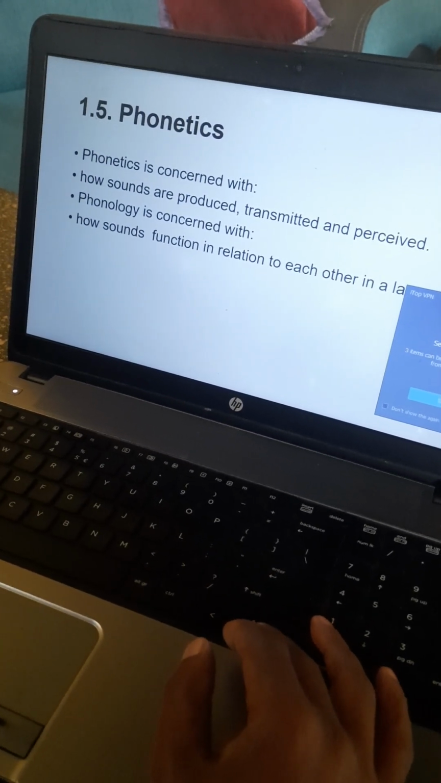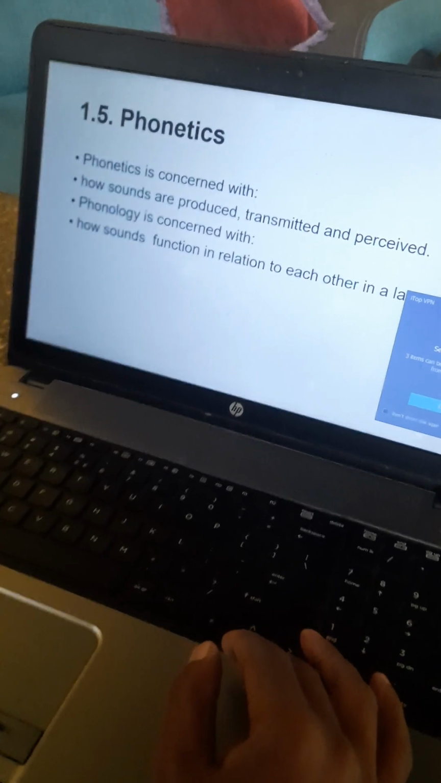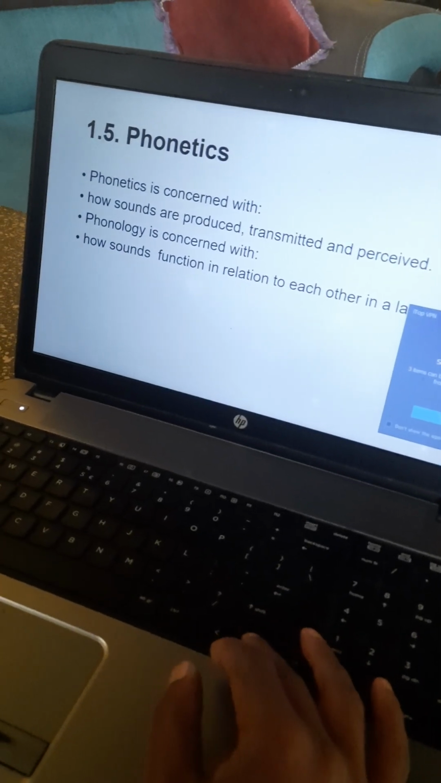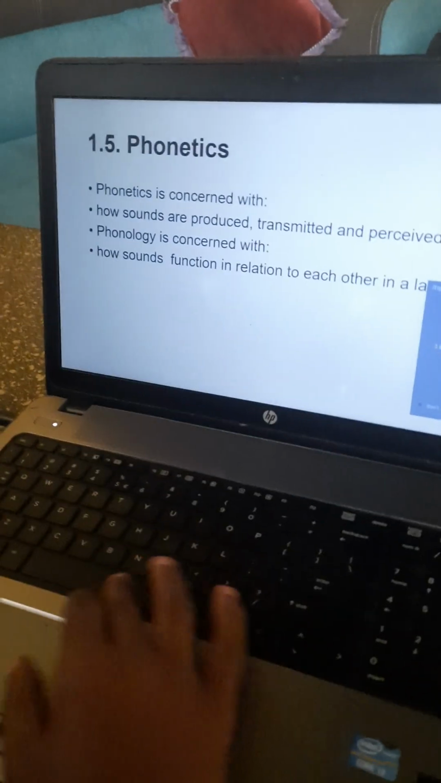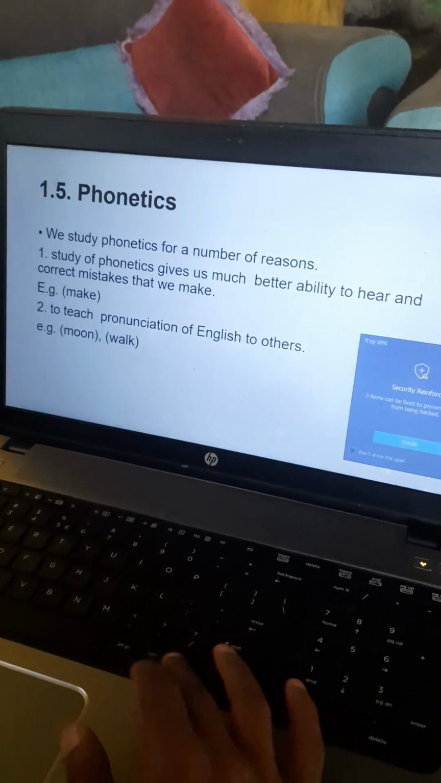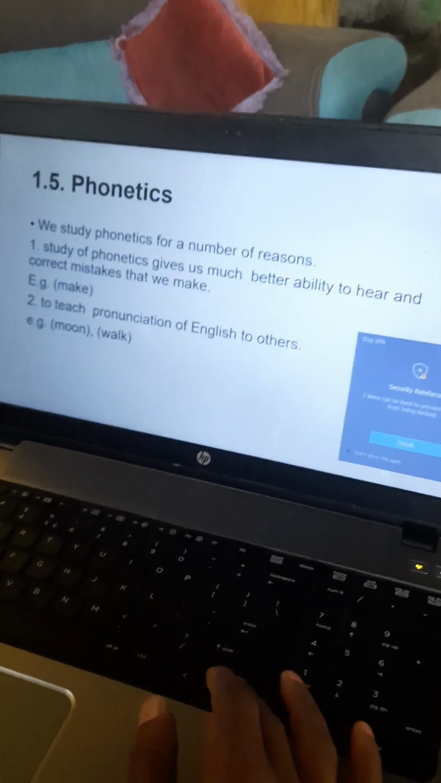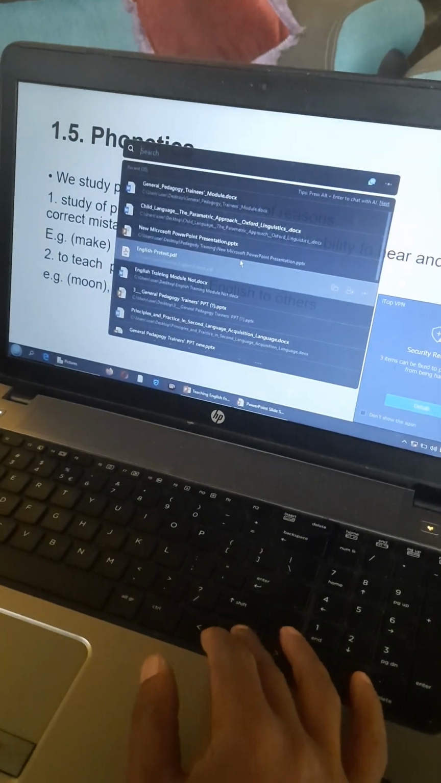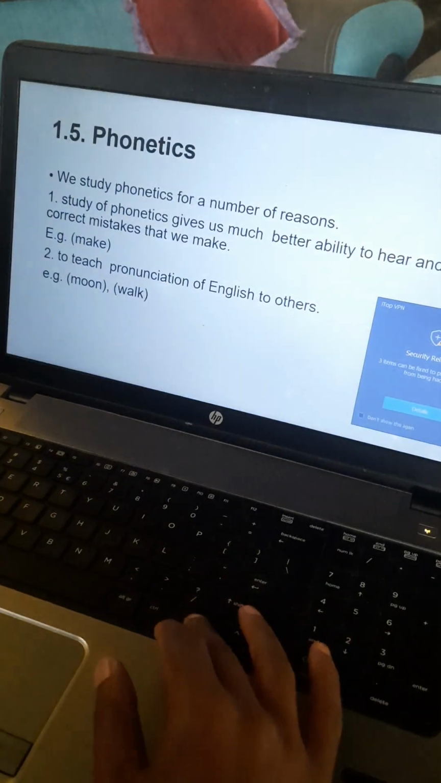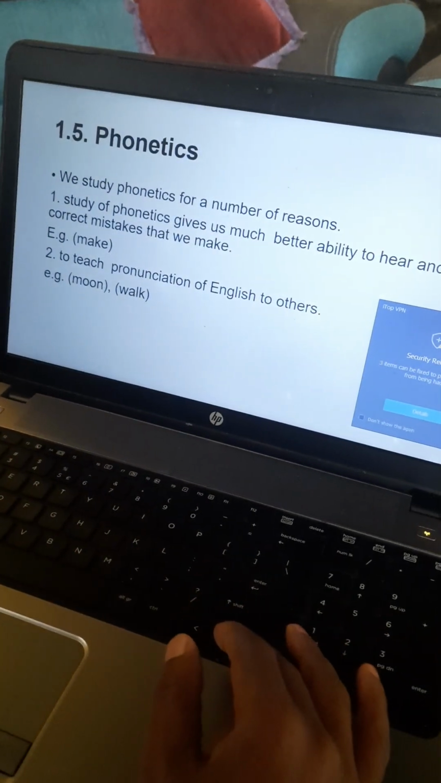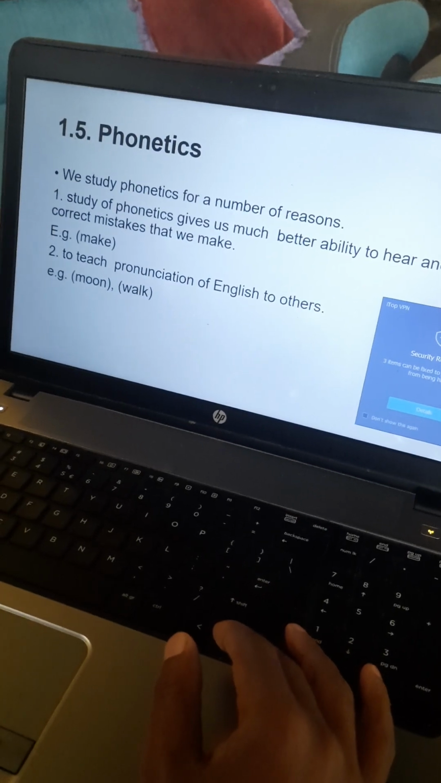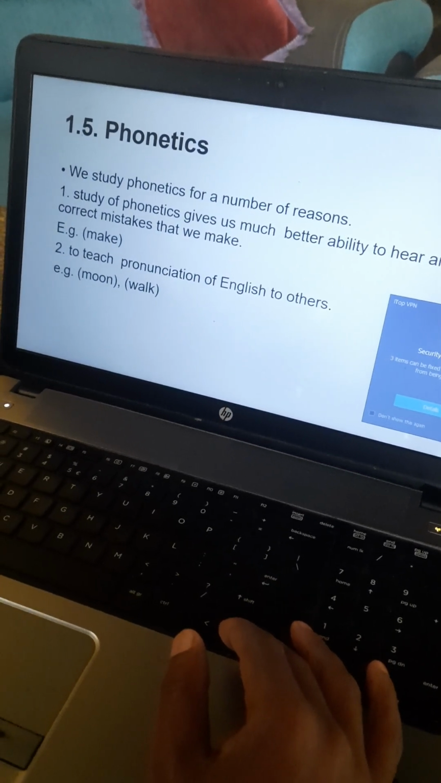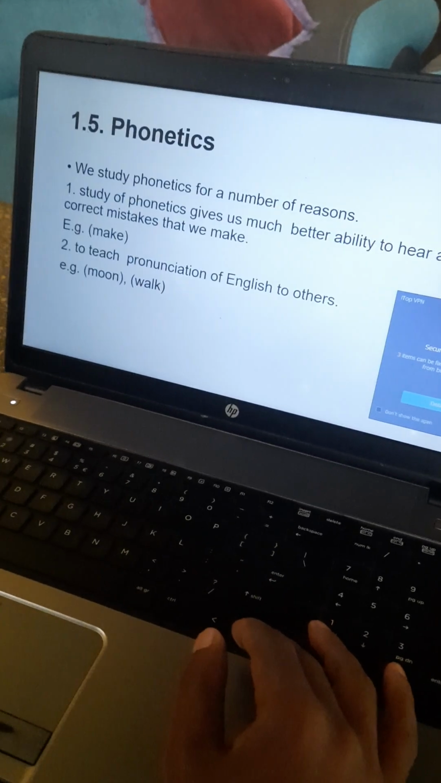Are they different or similar? Also, the second question is already answered. Why do we study phonetics? Let's see here. We study phonetics for several reasons. So the most common importance of studying phonetics is this.